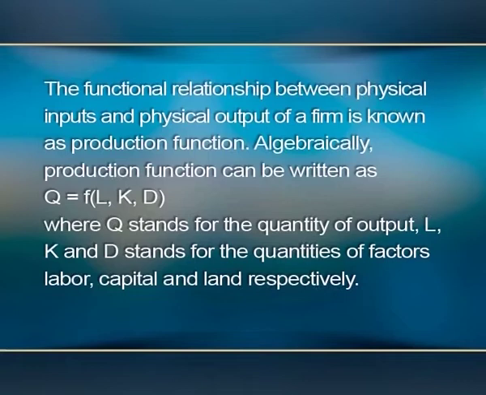Algebraically, the production function can be written as Q = f(L, K, T), where Q stands for the quantity of output, and L, K and T stand for quantities of the factors labor, capital and land respectively. The above equation shows that the quantity Q of the output produced depends upon the quantities of the factors used. The production function expresses the relationship between the quantity of the output and the quantities of the various inputs used for the production.